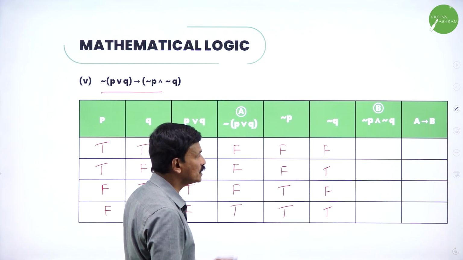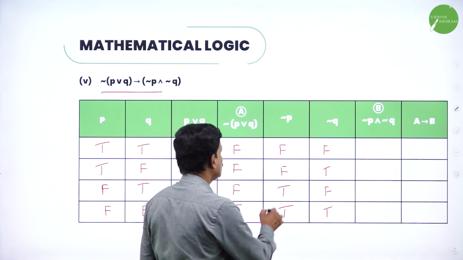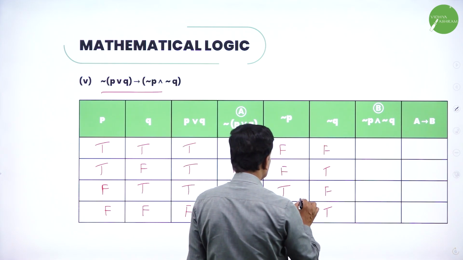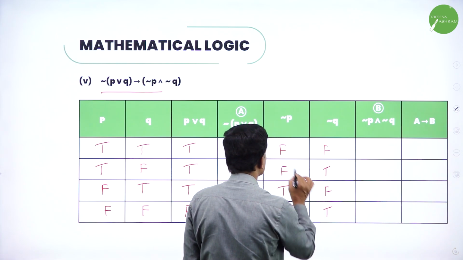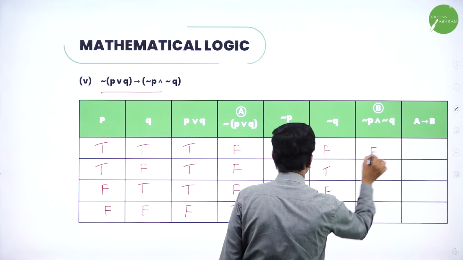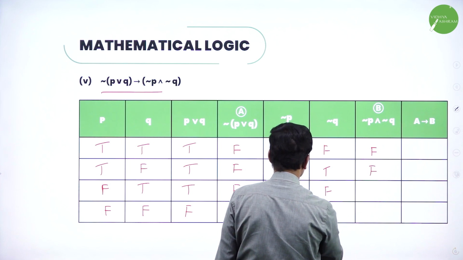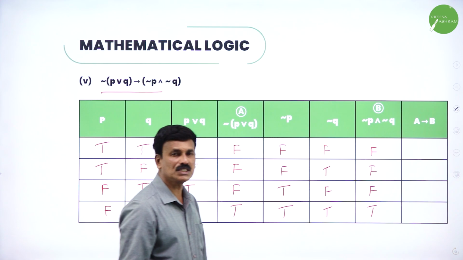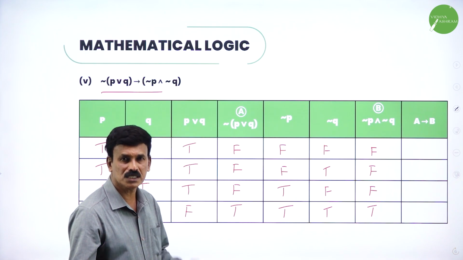Now, write down the conjunction for these two, the conjunction for negation P and negation Q. Conjunction means true and true is true. In all other cases it is false. So false and false is false. False and true is also false. True and false is false. True and true is true. Conjunction means true and true is true. In other cases, it is false.